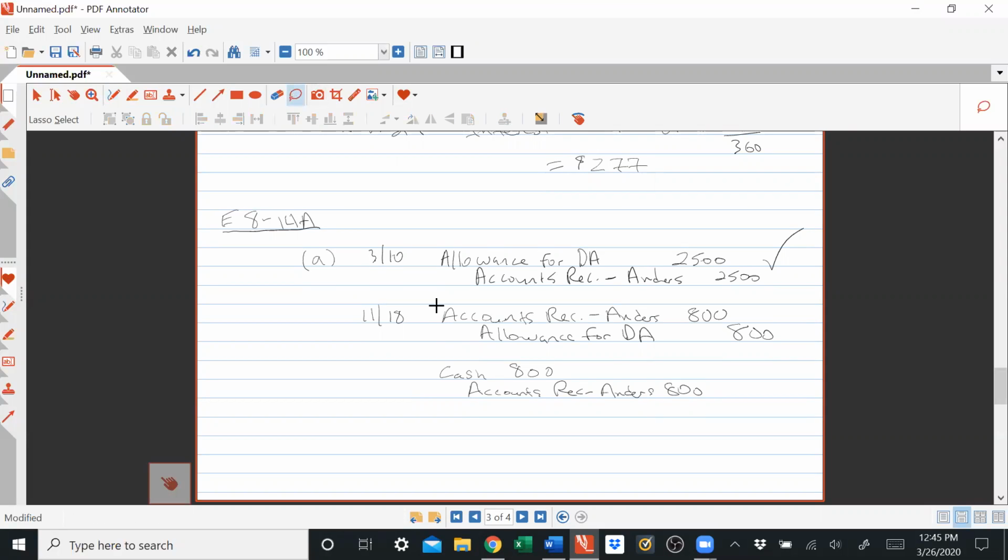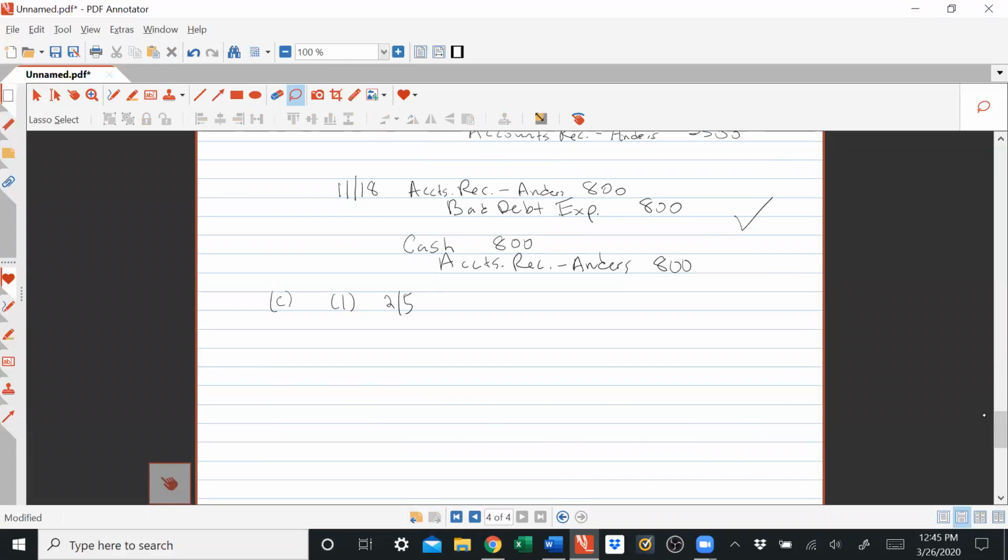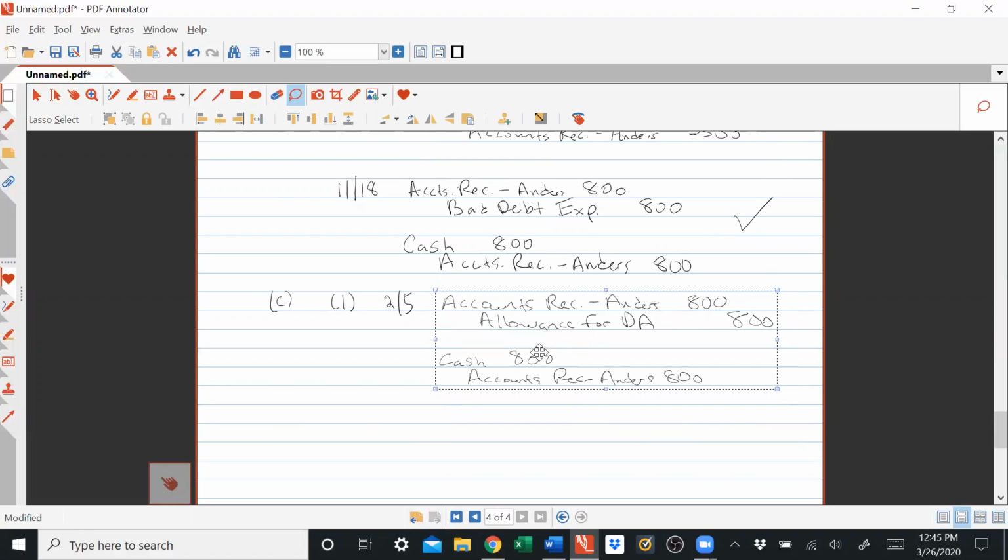So I mean, this is kind of redundant. You would just do these entries on February 5th of the following year. I don't need to write them again. I'm just copy and paste. You don't do anything different in terms of the journal entries. You just make them on the date that it happens, February 5th. So that's the allowance method. And then the direct write-off method, you would make these entries. Instead of on November 18th of this year, you would just make these same entries on February 5th of the following year. Pretty straightforward.